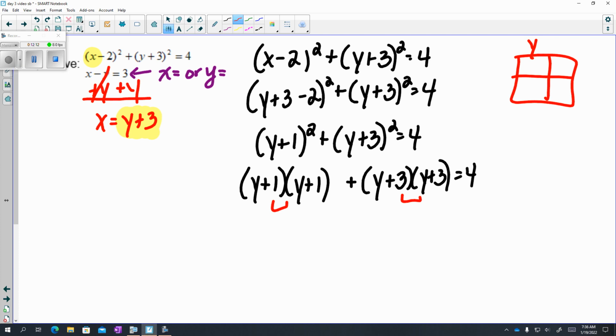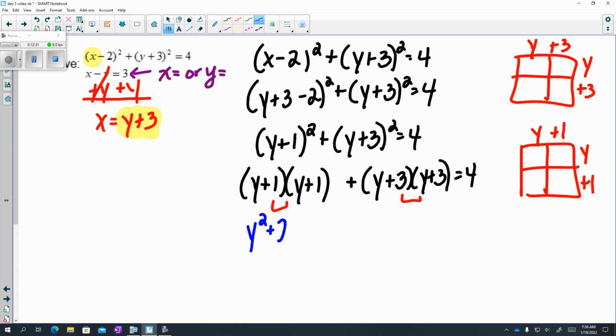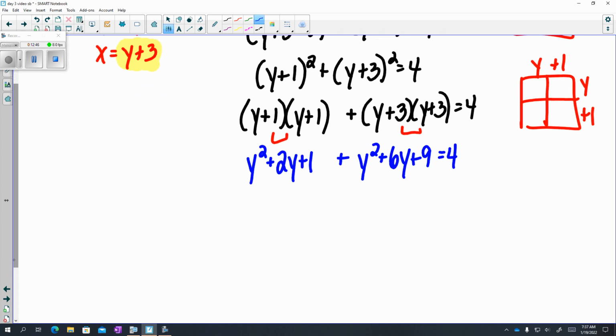Pause the video, give it a try on the side on your own. And then when you're ready, hit play, and I'm going to have the answers to the box method filled in. So our first box method should give us y squared plus 2y plus 1. The second box method should give us y squared plus 6y plus 9. And then we still have our equals 4 on the right side. Now we're going to combine like terms at this point. I have 2y squared plus 8y plus 10 equals 4.